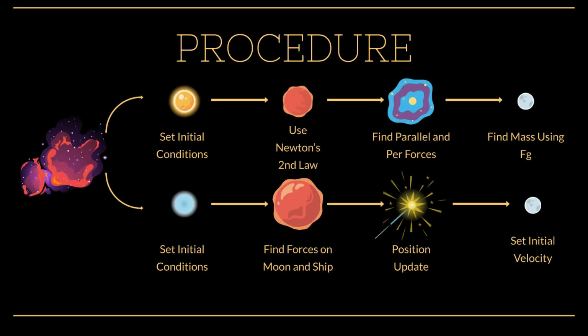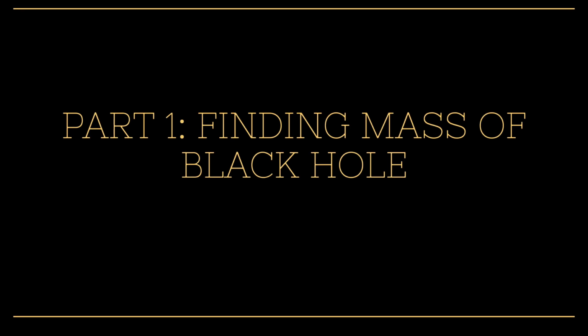The procedure for both parts is going to be very similar, as we're just going to be manipulating the GlowScript code in order to first find the mass using FG and then to set the initial velocity. For the first part of the lab, in order to find the mass of the black hole, we established some fundamental principles of physics that we use.